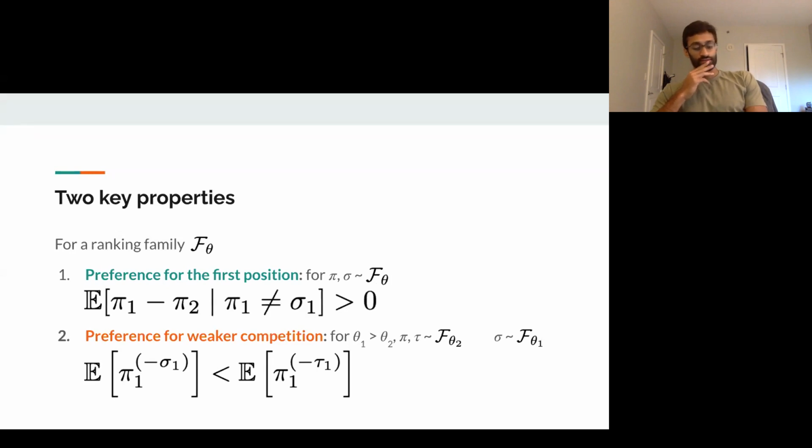And the two key properties I'm going to need to prove the result that we're going to get to are the following. The first is that under that ranking model, there's what I'll call a preference for the first position. What that says is, if you sample two permutations from your ranking model, let's say they disagree in the first position. To put it concretely, let's say I hire two people to rank all the candidates for me, and I get back two different rankings. And let's say they disagree on who's at the top of that ranking.